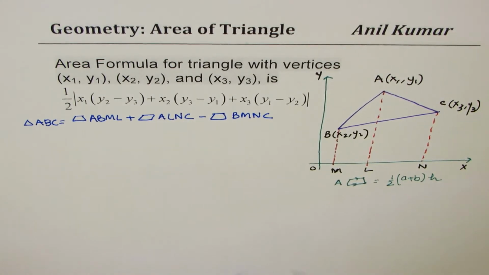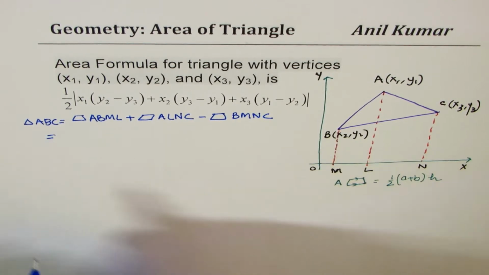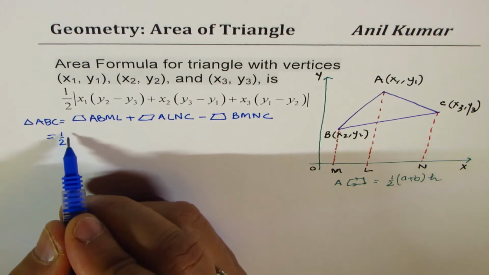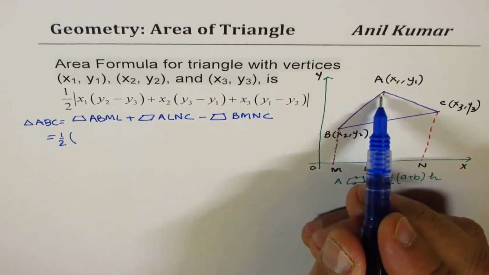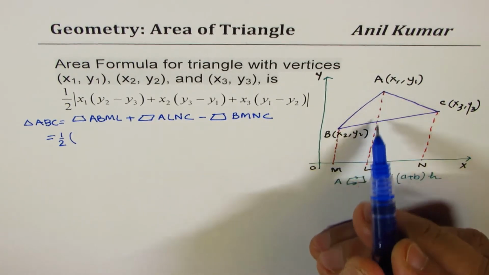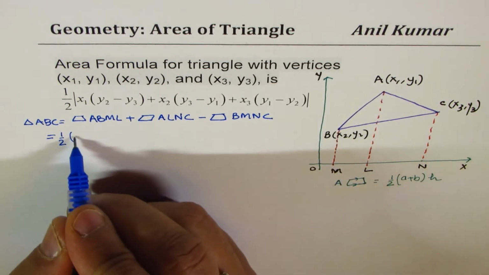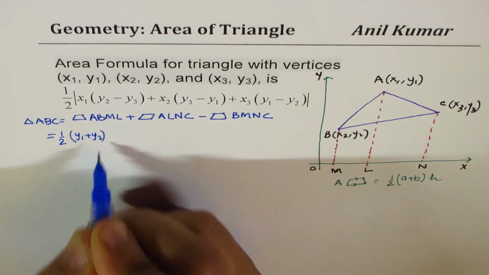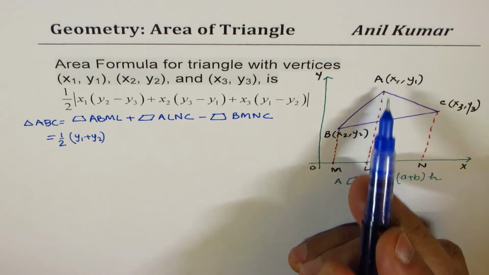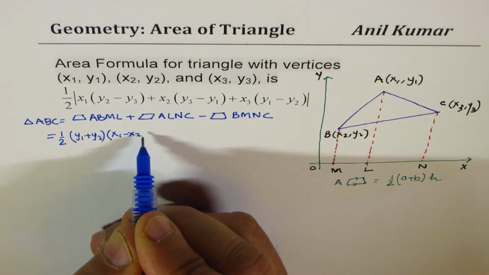That makes sense, right? Now, as I was saying, area of a trapezoid is, let me use more space here, half of the sum of parallel sides. So if you look into the first trapezoid, the parallel sides are the y points, correct? So y1 and y2. So half of y1 plus y2. And the distance between these two is the difference x1 and x2. So we'll multiply this by x1 minus x2. Does it make sense to you?